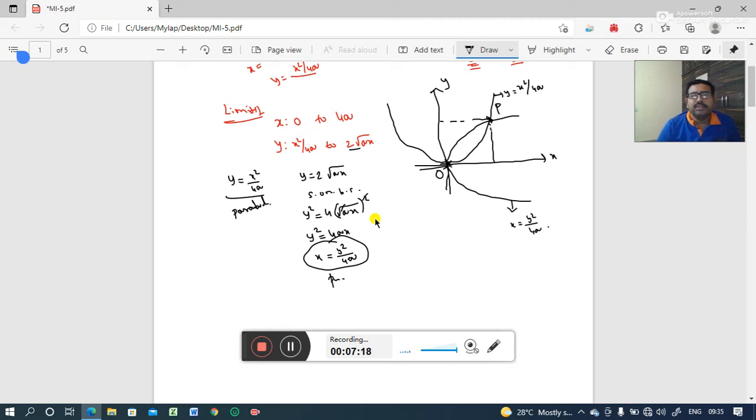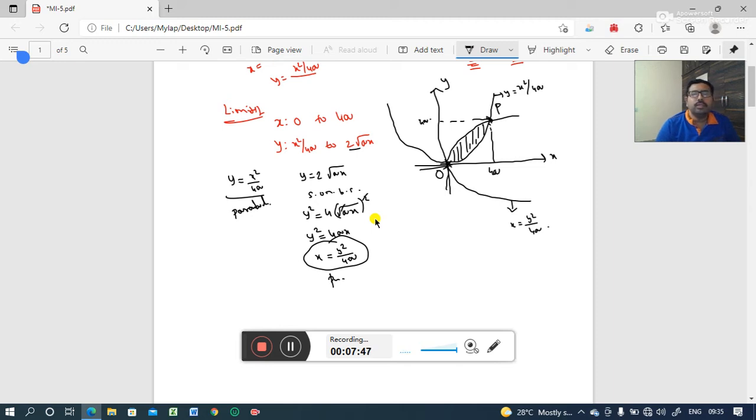At point P, the x value is 4a on the x axis. So this line, if you join, its value is 4a. On the y axis also it is 4a. Okay, so at point P, P is the point of intersection. Then here we are getting a closed region. This is the region we need to evaluate.